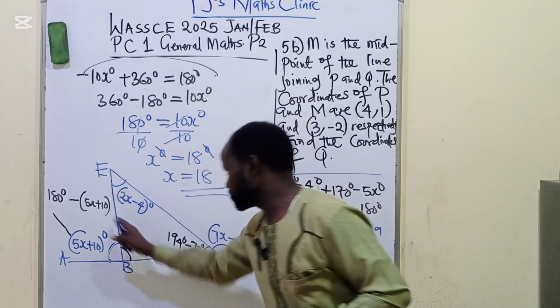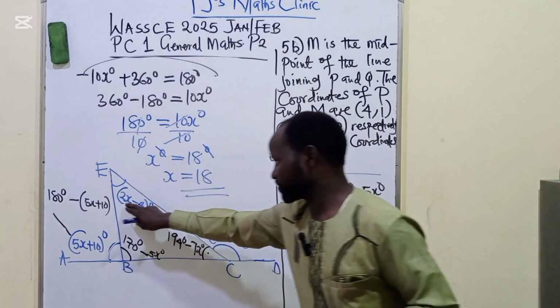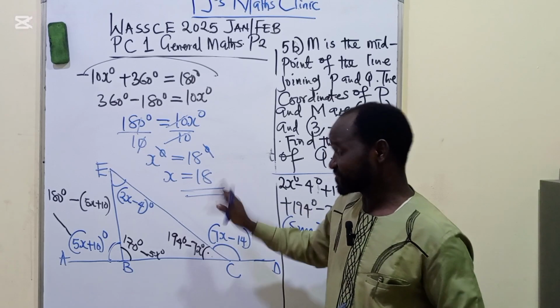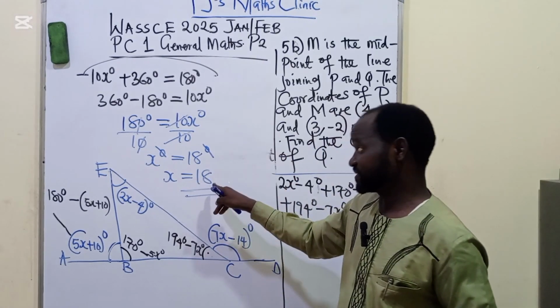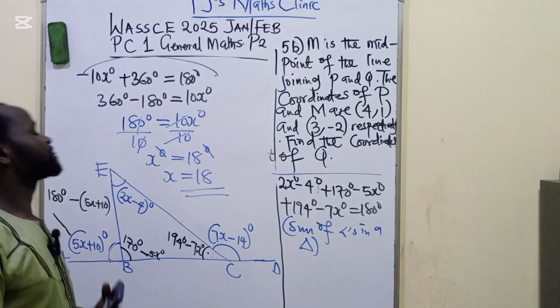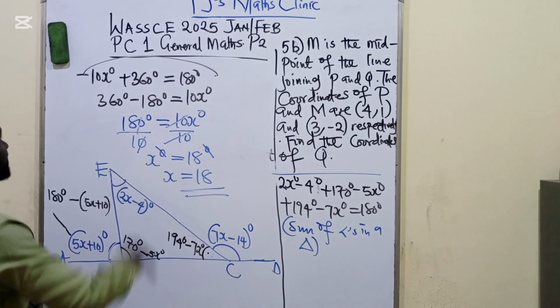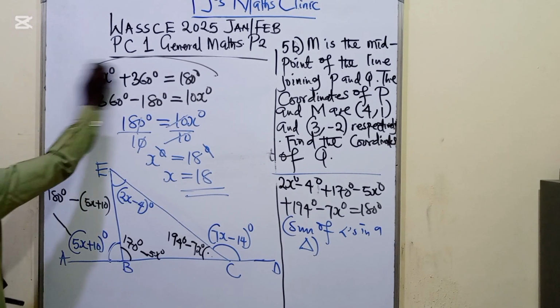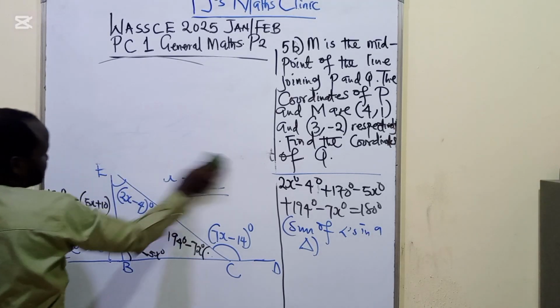Why? Because the angles that are given here are in degrees, we're looking for the value of x. So it's 18, not 18 degree, it's 18. Very important. So this is the solution to 5a. Let's move to 5b. Let's remove this so that we can analyze 5b.